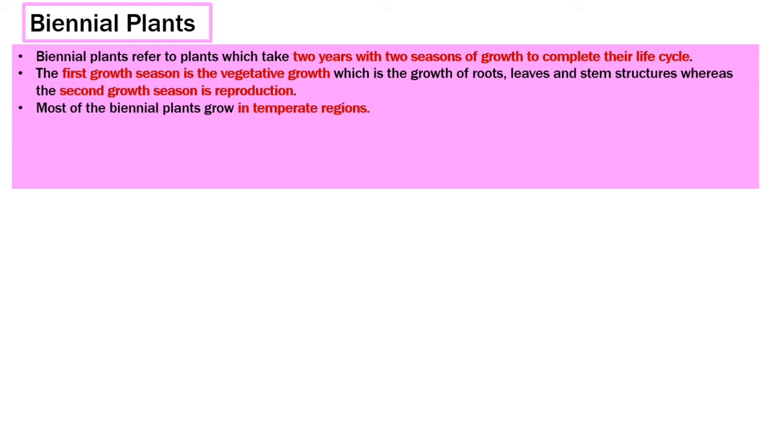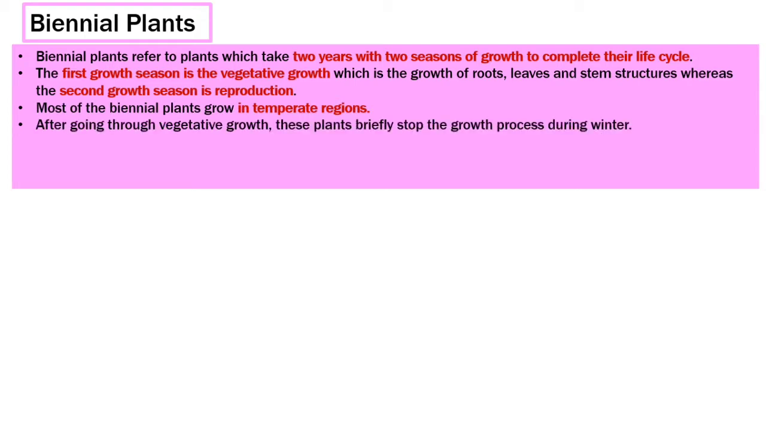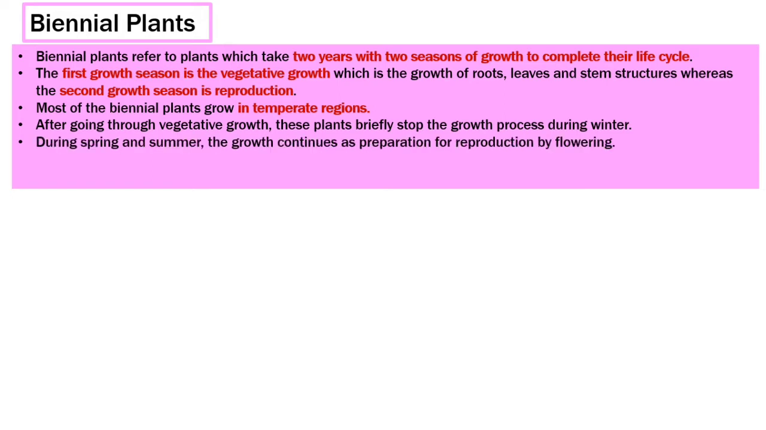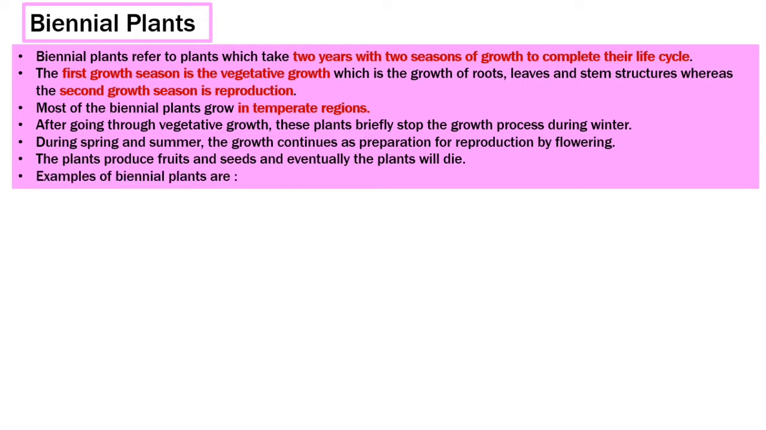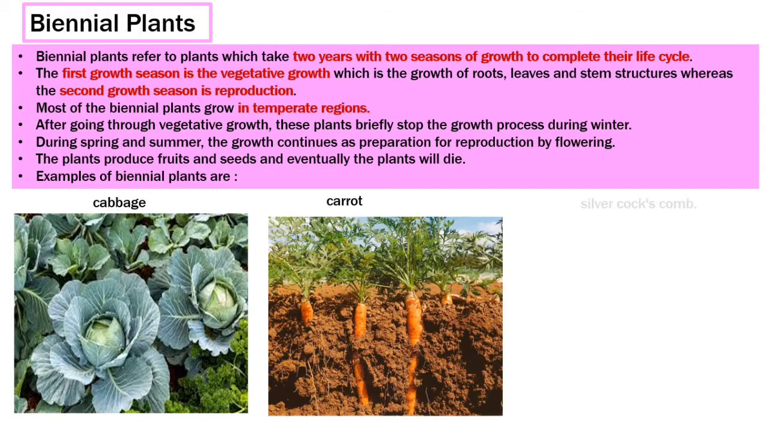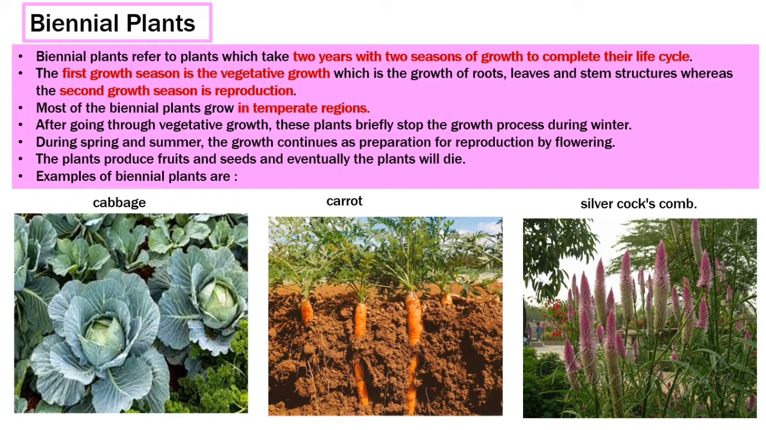Most of the biennial plants grow in temperate regions. After going through vegetative growth, this plant briefly stops the growth process during winter. During spring and summer, the growth continues as preparation for reproduction by flowering. This plant produces fruit and seed, and eventually the plant will die. Examples of biennial plants are cabbage, carrot, and silver comb.